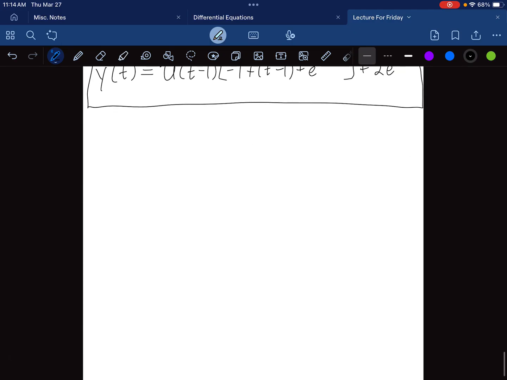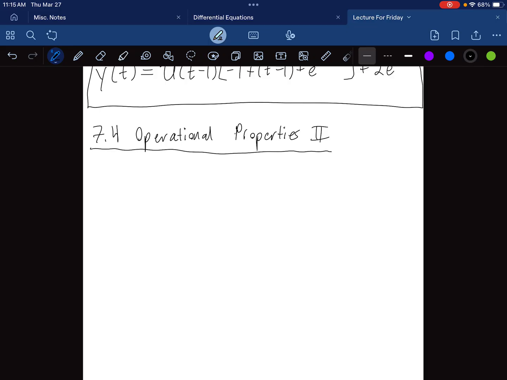Now, with this, we're going to move on to our next section. And this is going to be section 7.4, operational properties. And so we're only going to cover one of these operational properties. And this one is going to be the Laplace transform of t to the n, where n is just some integer, of f of t.